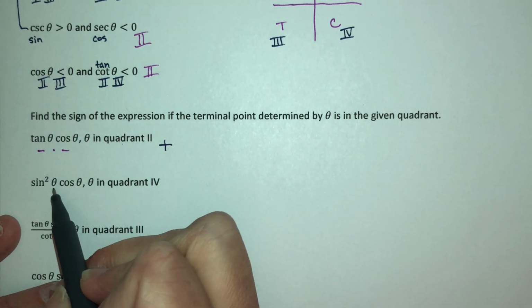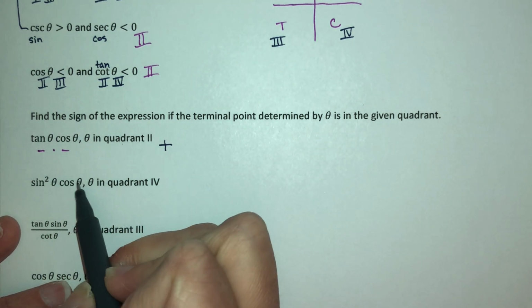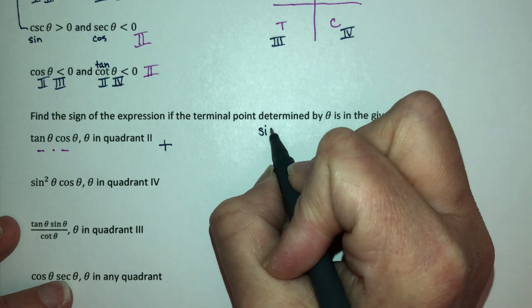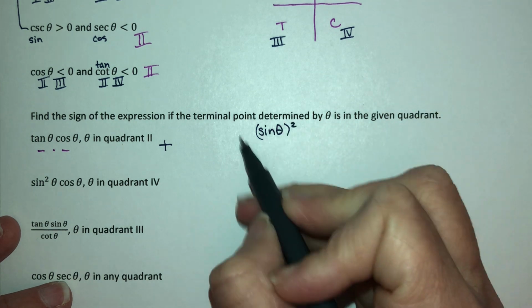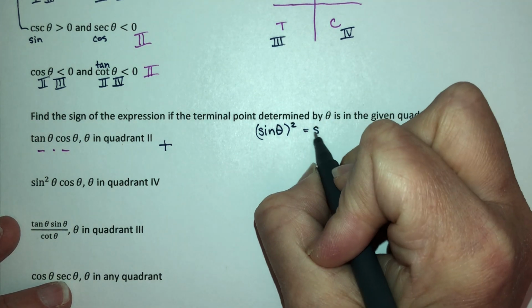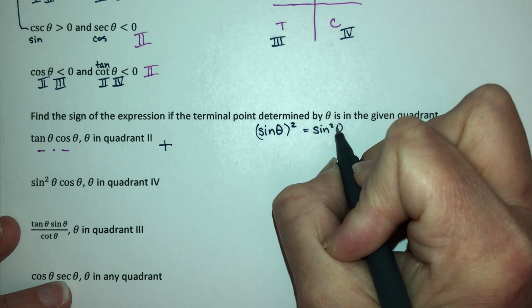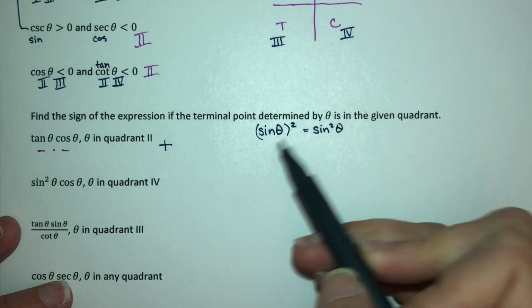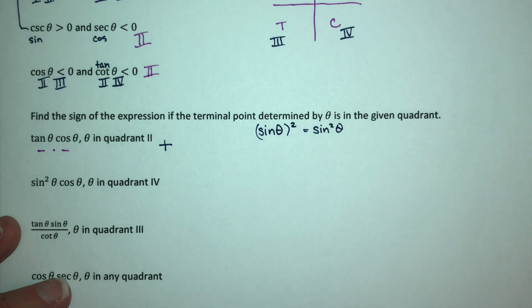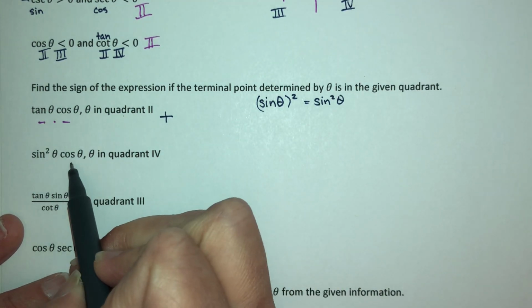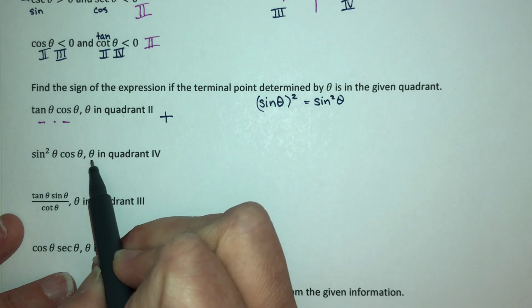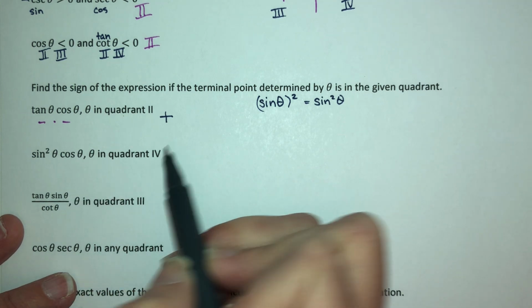Sine squared of theta times cosine theta. By the way, instead of writing this, we normally write this. So if you see a 2 right there, it's where you're being asked to square your value. If it's a 3, you're cubing your value, and so on. That's just notation. Okay? So let's do sine squared times cosine, and our theta value is in quadrant 4.